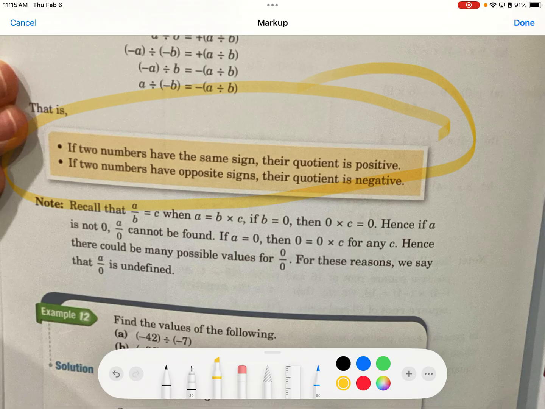So recall that A over B equals C when A equals B times C. If B equals 0, then 0 times C equals 0. Hence, A is not 0. A over 0 cannot be found. If A equals 0, then 0 equals 0 times C for any C. Hence, there could be many possible values for 0 over 0. For this reason, we say that A divided by 0 is undefined. Okay, so don't mess with the zeros.